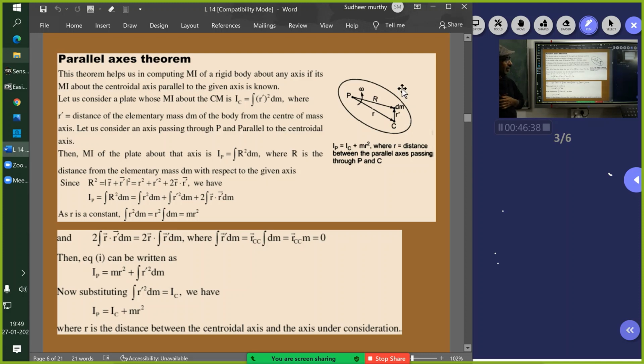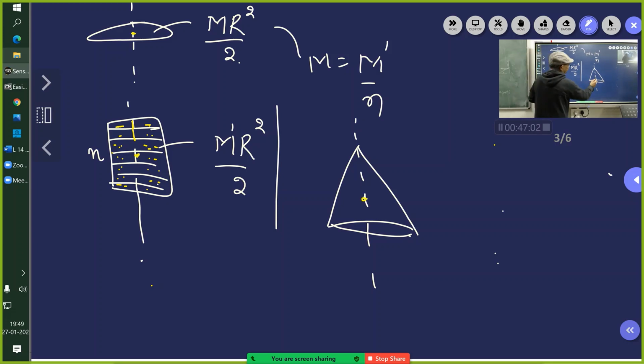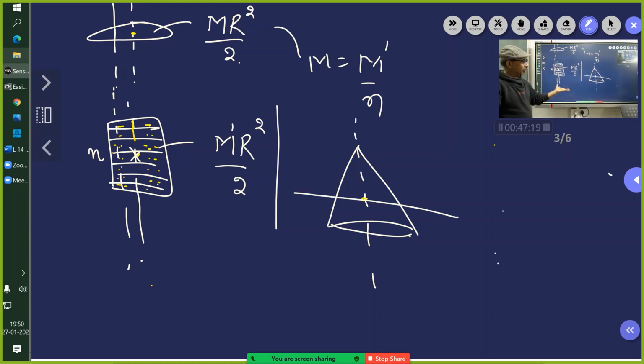Now, what you see here is a rigid body, and this is the center of mass. So far, in whatever discussions we did here, the axis is passing through the center of mass, or the centroidal axis. Now here, what if the axis is not passing through the center? It is somewhere here, or somewhere here, or somewhere like this. So we need to find it.